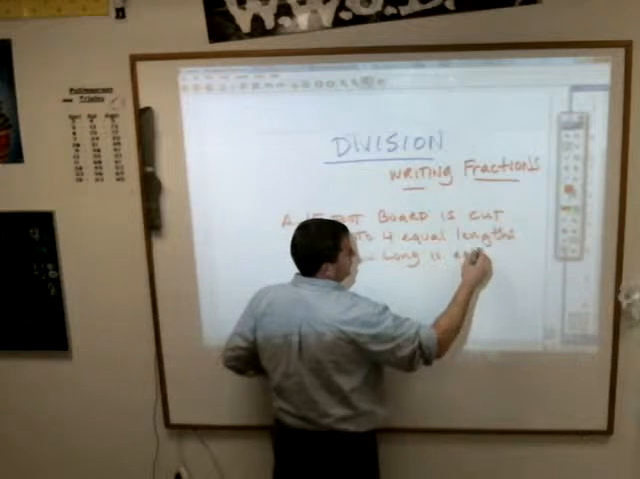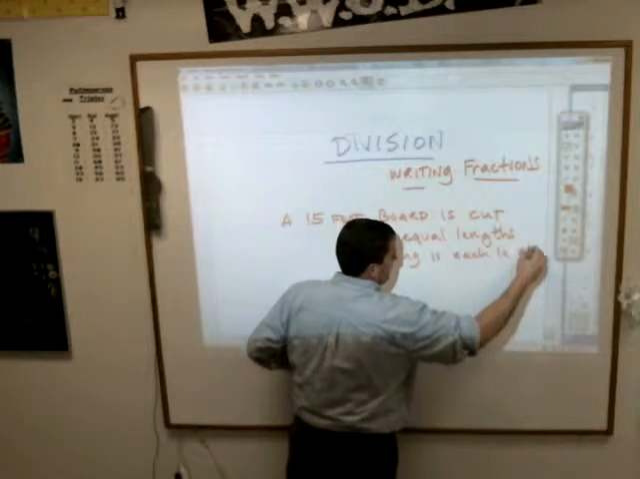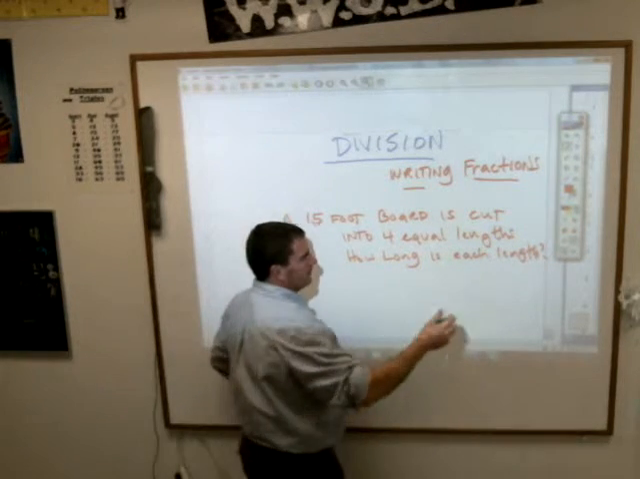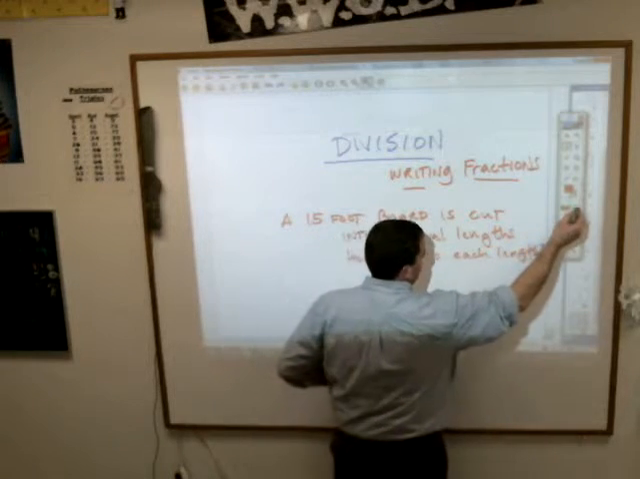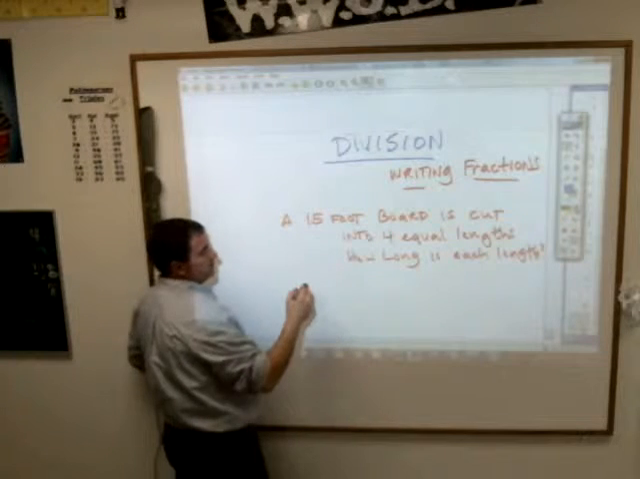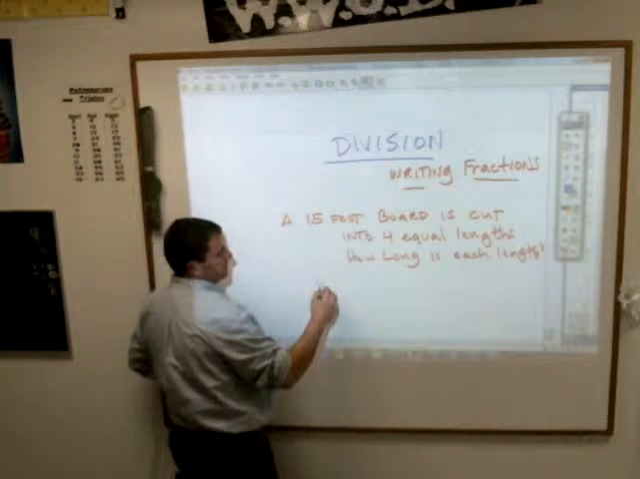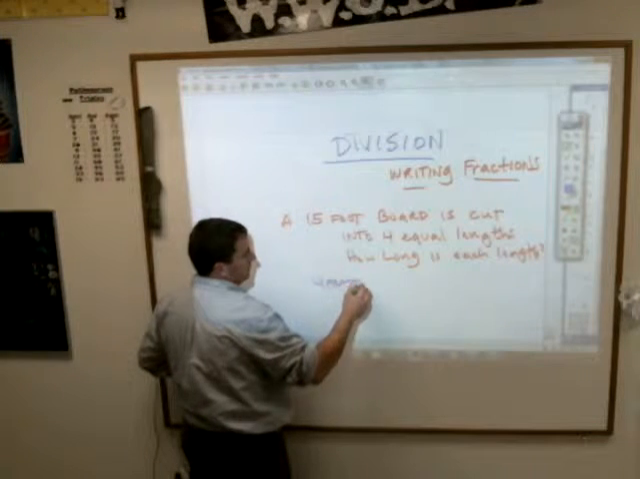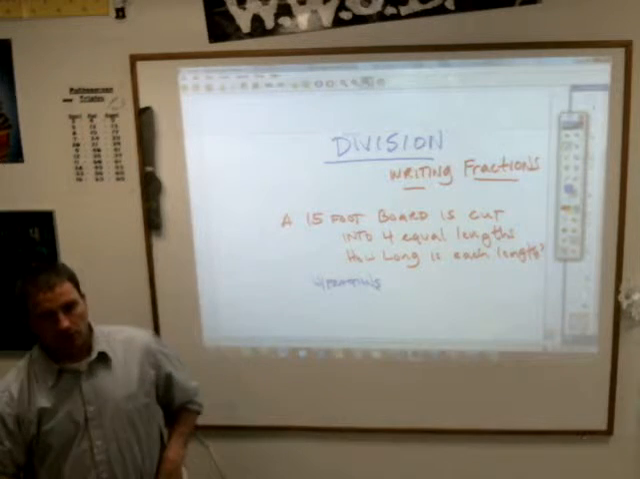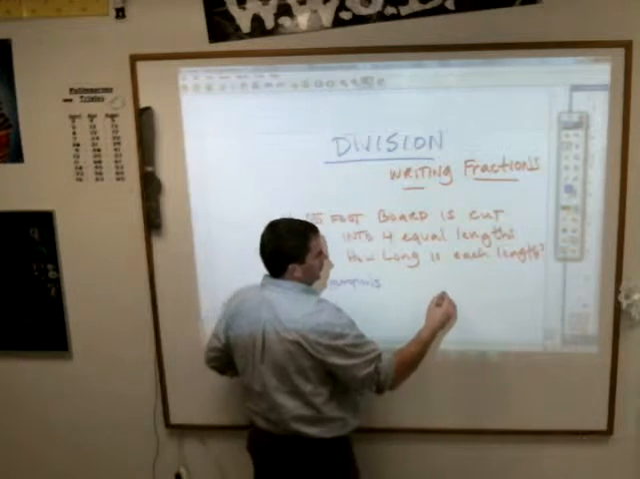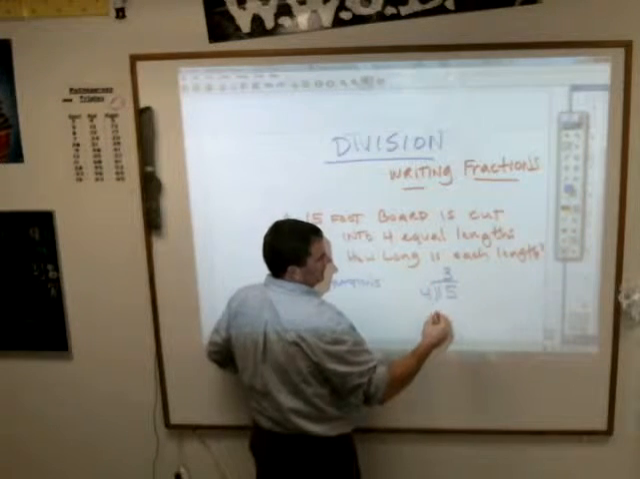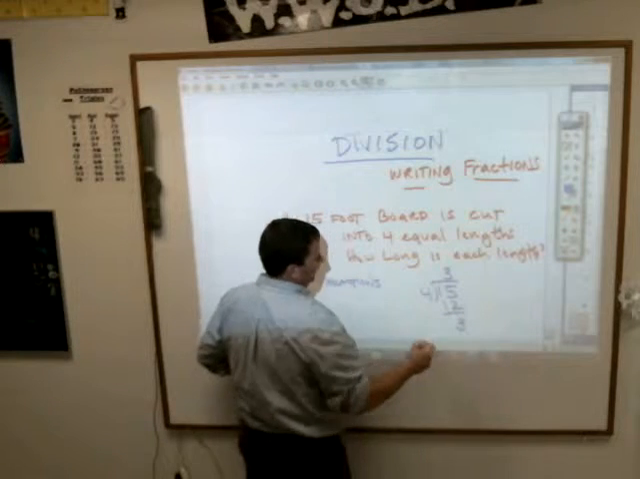Now, here again, usually when you come up with story problems, you're going to need to write your answers, if you come up with a number left over, not as remainders, but with fractions. If we're cutting a 15-foot board into 4 equal pieces, I divide 4 into 15, it goes 3 times, which is 12. I get 3 left over.